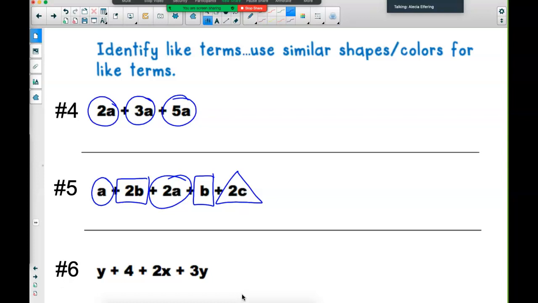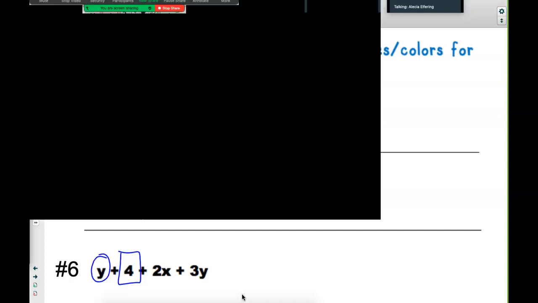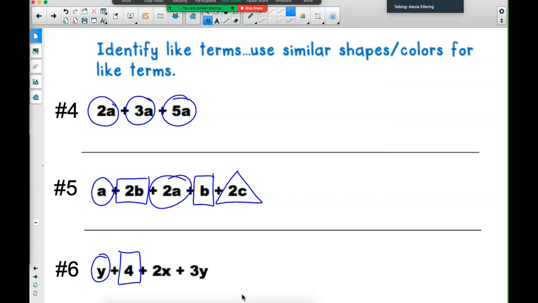Okay, so let's try number 6. I'm going to put a circle around the y. Yes or no? Would I circle the 4? No, because y was a circle. 4 might have to be a box. Can I circle the 2x? No. Can I box it? No. Why not? So it's not the same variable. Right, it's a different variable, so I need a different shape, so I'm going to put a triangle. Circle, box, or triangle for the last one? Circle, because it's a y like the first one.